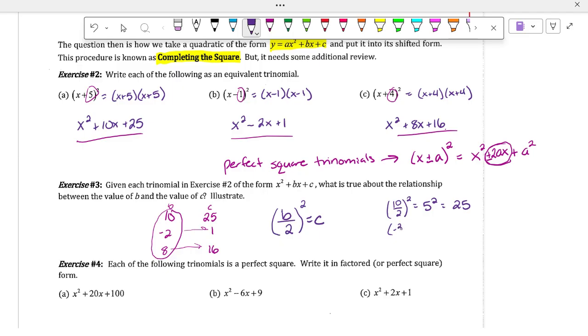Same thing here, -2 over 2 squared. -2 divided by 2 is -1, so this is -1 squared, which is 1. Then 8 over 2 squared, that's 4 squared, 16. So this right here is the relationship. Now, why is that important? Well, it will come into play when we start learning the algebraic process for completing the square. So keep this in your mind. All right, keep that stuck in your mind for right now.